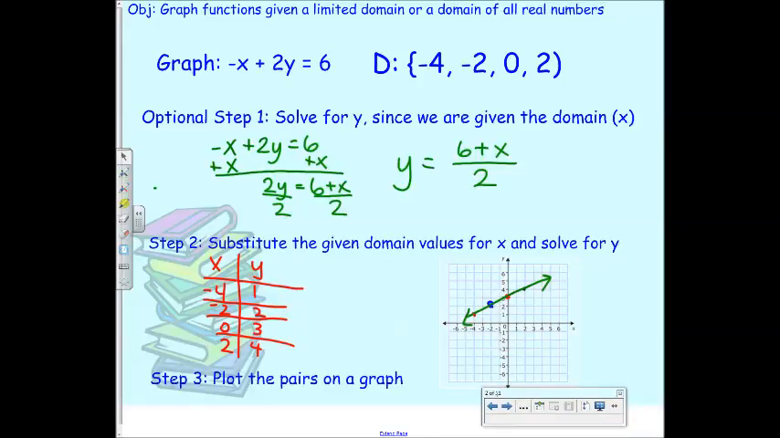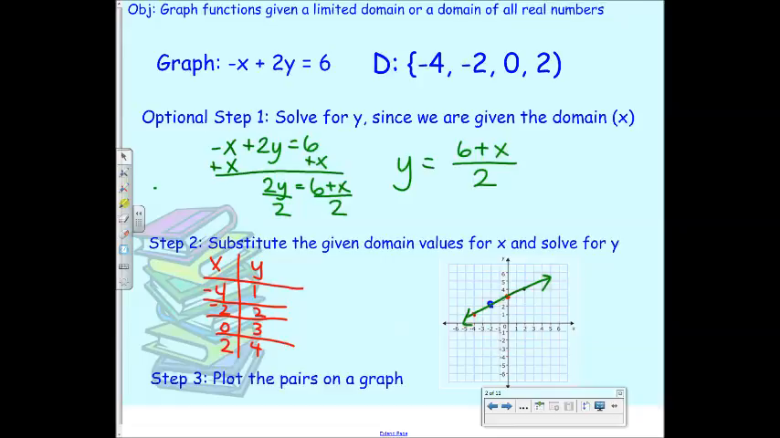Okay, so again, the 3 steps. The first thing you have to do is get y where? Where do you want y? You want y by itself. So you want y on the left by itself. Next thing you had to do is what? You got to plot the pairs on the graph third. What's the second thing you have to do? Yeah, you got to get the pairs, right? So you got to get those pairs before you can plug them into the graph.